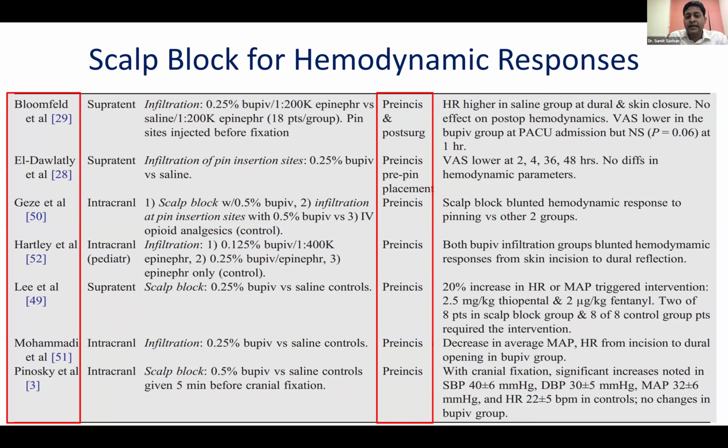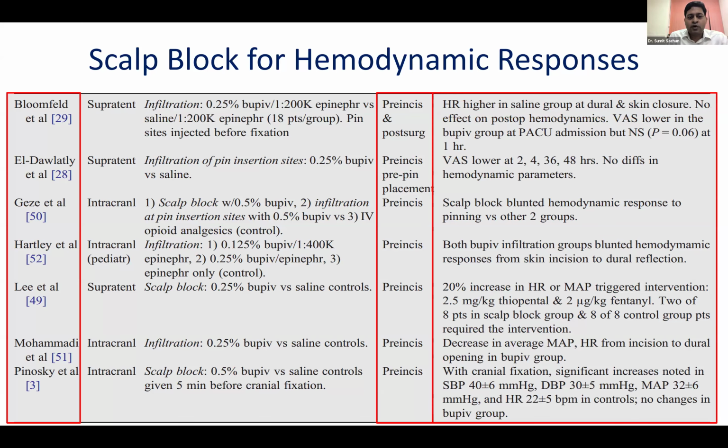What they found is that in those patients where the local anesthetic block was given, these patients had relatively better hemodynamic responses, not only in the initial hours, but it lasts even for 24 hours, and some studies have even quoted 48 hours.